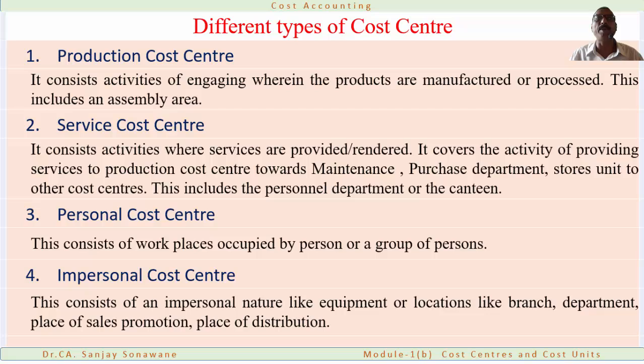Now what comes under the impersonal cost center? It can be based on the location, which means a branch or department or the sales department, distribution. So we can identify independent of that as a cost center and all expenses incurred in that can be accumulated under the name of that specific cost center. So this way, cost centers can be created, mainly production and service. Beyond that, personal and impersonal cost centers.